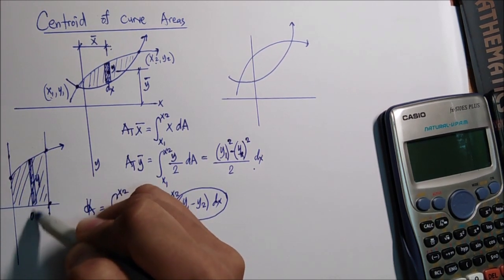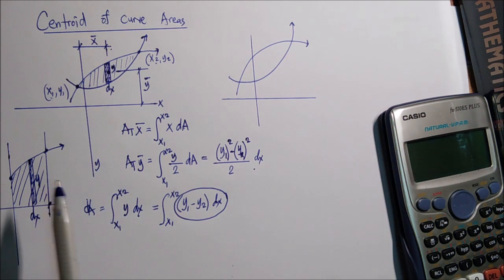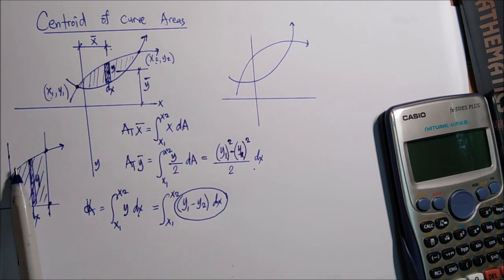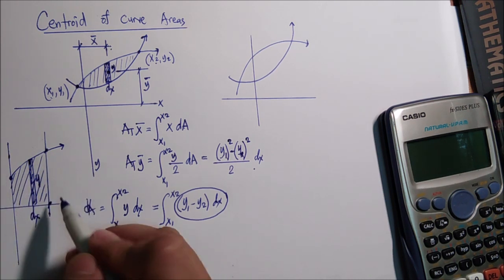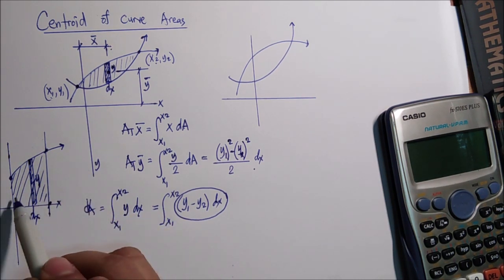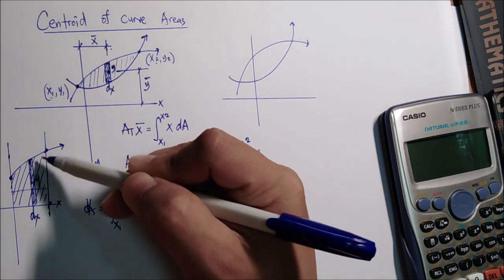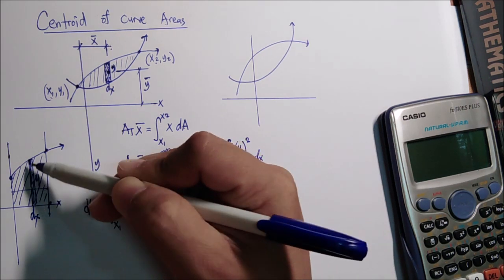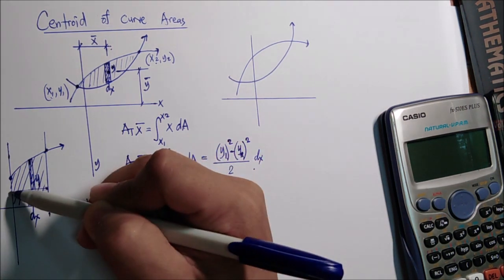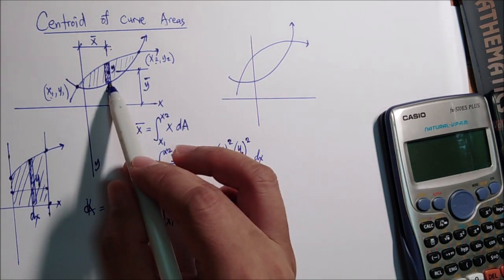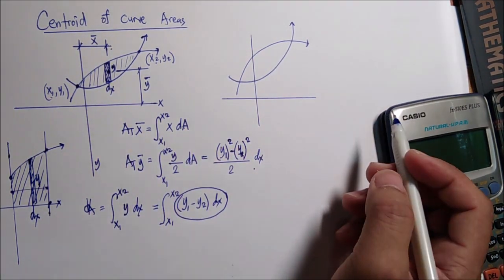This is y dx. Why? If you move this vertical strip along the area, it will always touch the curve, and one of the conditions is the x-axis. If at this point you use horizontal, if you move up and down, this will not touch the curve at this point. So that's why we have vertical and horizontal analysis.